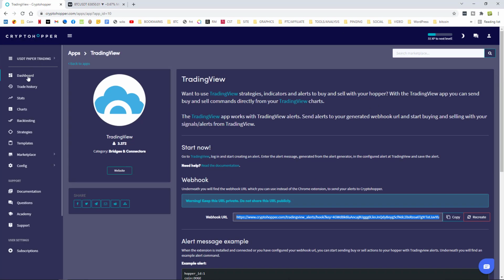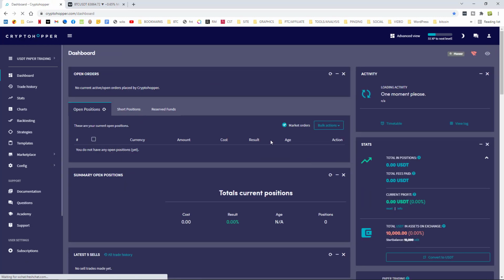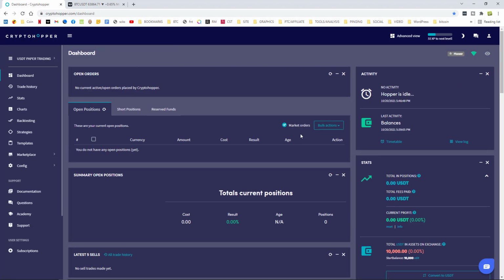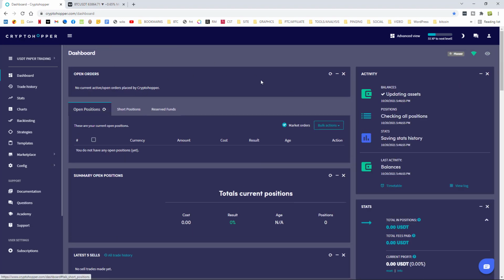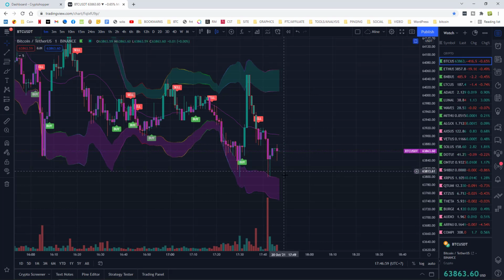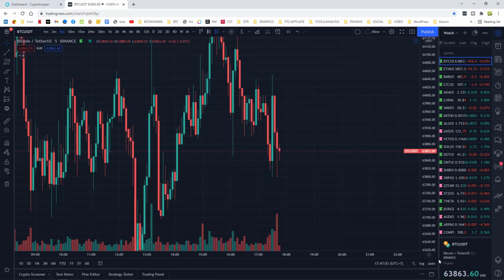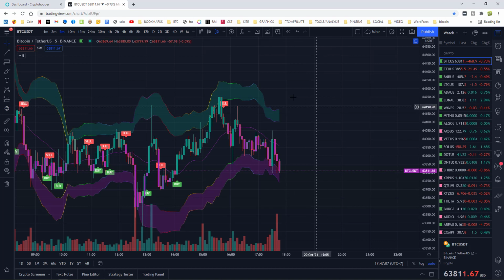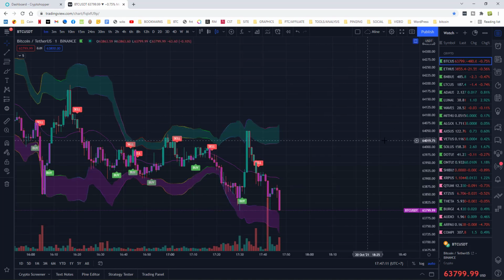we go back to our dashboard, make sure everything's switched on and ready to go. Let's have a look. What's Bitcoin doing right now? Is it on its way down? Is it going sideways? Should get a buy signal soon.